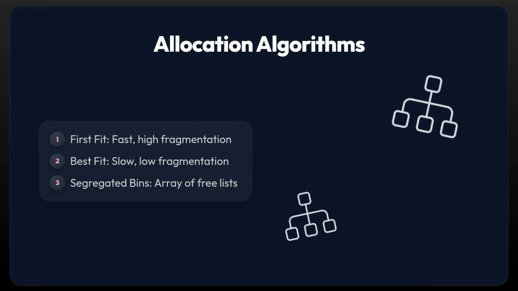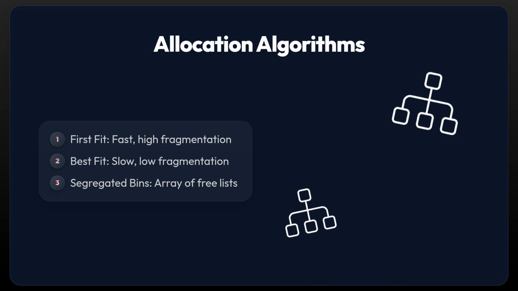When you ask for memory, the allocator must find a free spot. First fit grabs the first slot available, but leaves holes. Best fit searches the list for the perfect size, but is slow. Modern allocators use segregated bins, keeping separate buckets for different sizes, to make allocation effectively constant time.